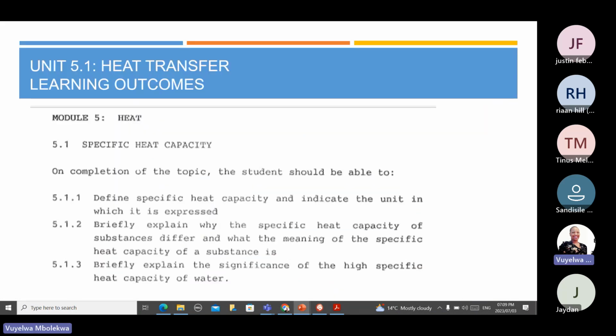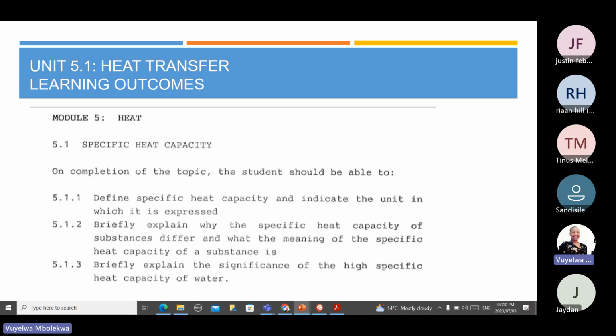Okay, so you need to be able to define what specific heat capacity is and indicate the units in which it is expressed. You will remember in N1, if you did N1, we covered specific heat capacity and heat capacity. Then from N2, we started looking at specific heat capacity only. The only difference is that the specific heat capacity is specific to 1 kilogram, whereas the heat capacity looks at the whole content of the substance. And then briefly explain why the specific heat capacity of substances differ and what the meaning of the specific heat capacity of a substance is.